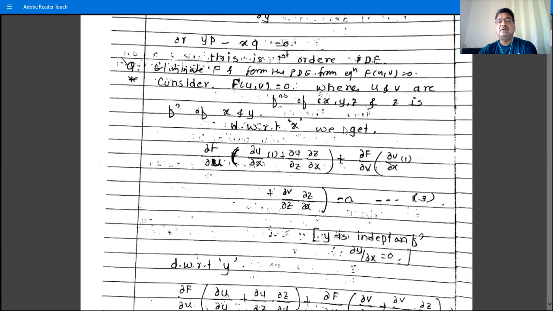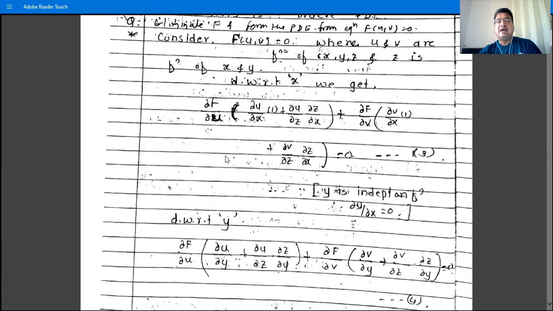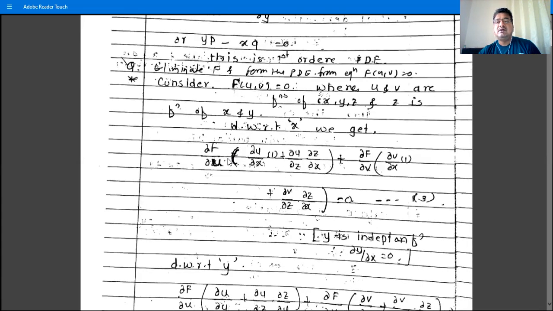So first, differentiate F of u, v is equal to 0 with respect to x. So we have dou F by dou u, then the derivative of the function with respect to x. So dou F by dou u into dou u by dou x, plus dou u by dou z, dou z by dou x.